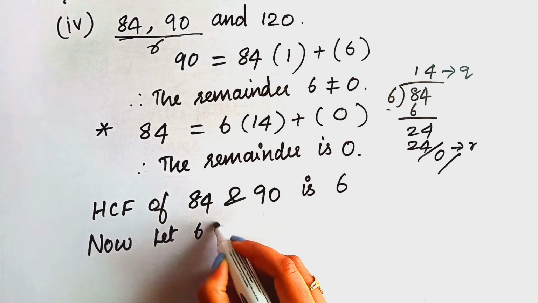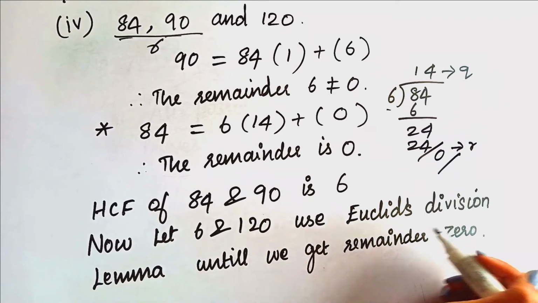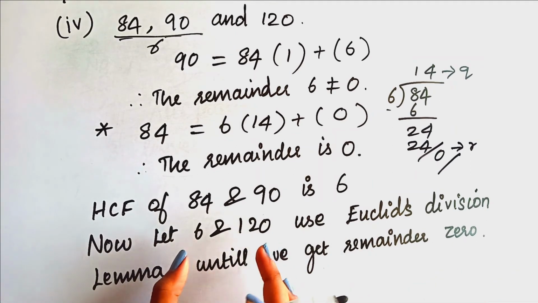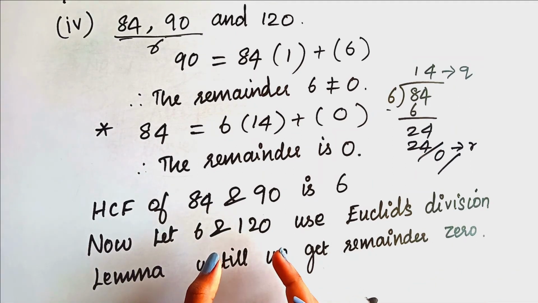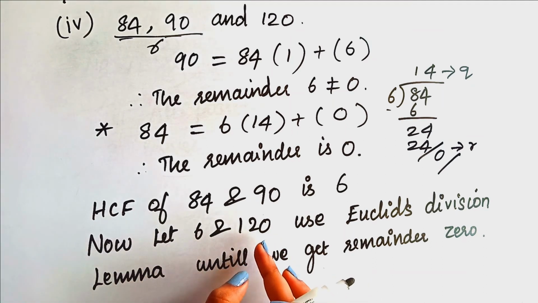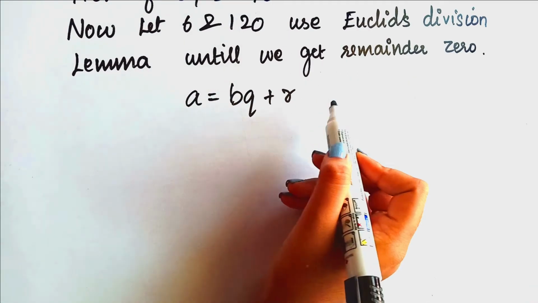Let 6 and 120 use Euclid division lemma until we get a remainder 0. So this is our Euclidean division lemma.